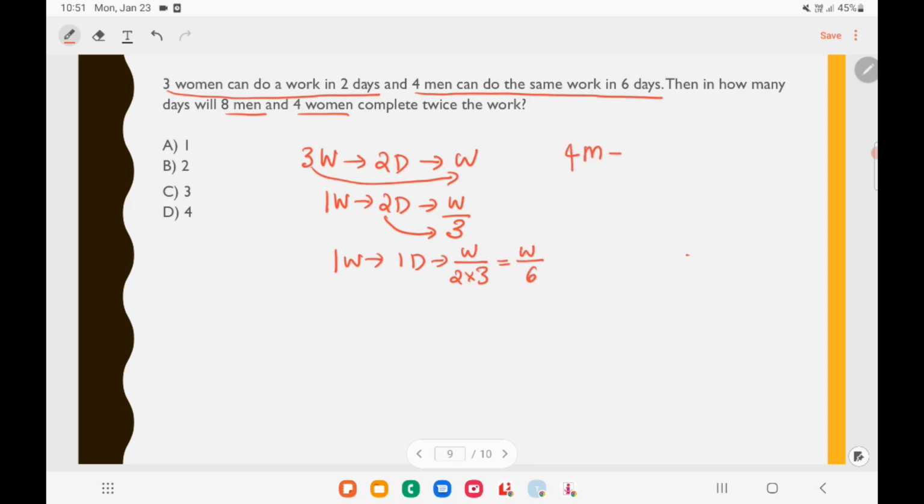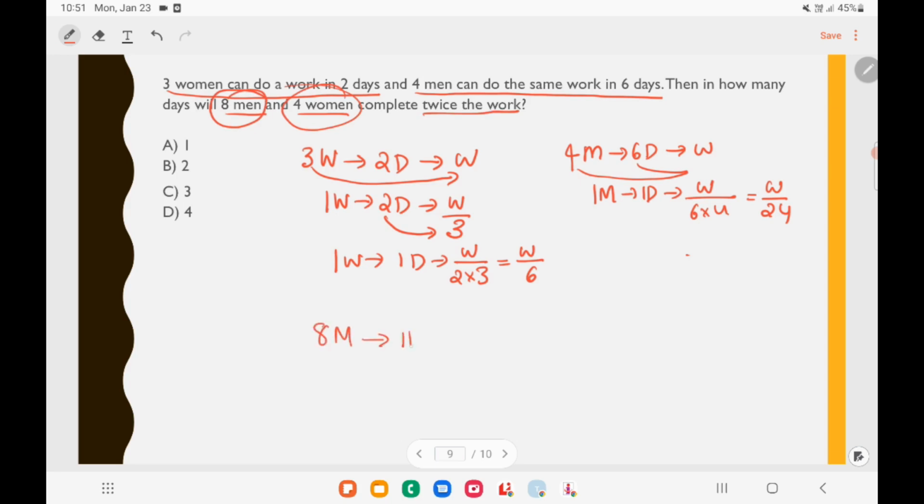Similarly, 4 men in 6 days will complete the work. That means 1 man in 1 day, you need to take 4 and 6 here, will do W by 6 into 4, which is equal to W by 24 work. Now we need to see how many days will 8 men and 4 women complete the work. Complete twice the work. Now 8 men in 1 day can do how many work? 1 man in 1 day does W by 24. So 8 men in 1 day will do W by 24 into 8, which is equal to W by 3 work.